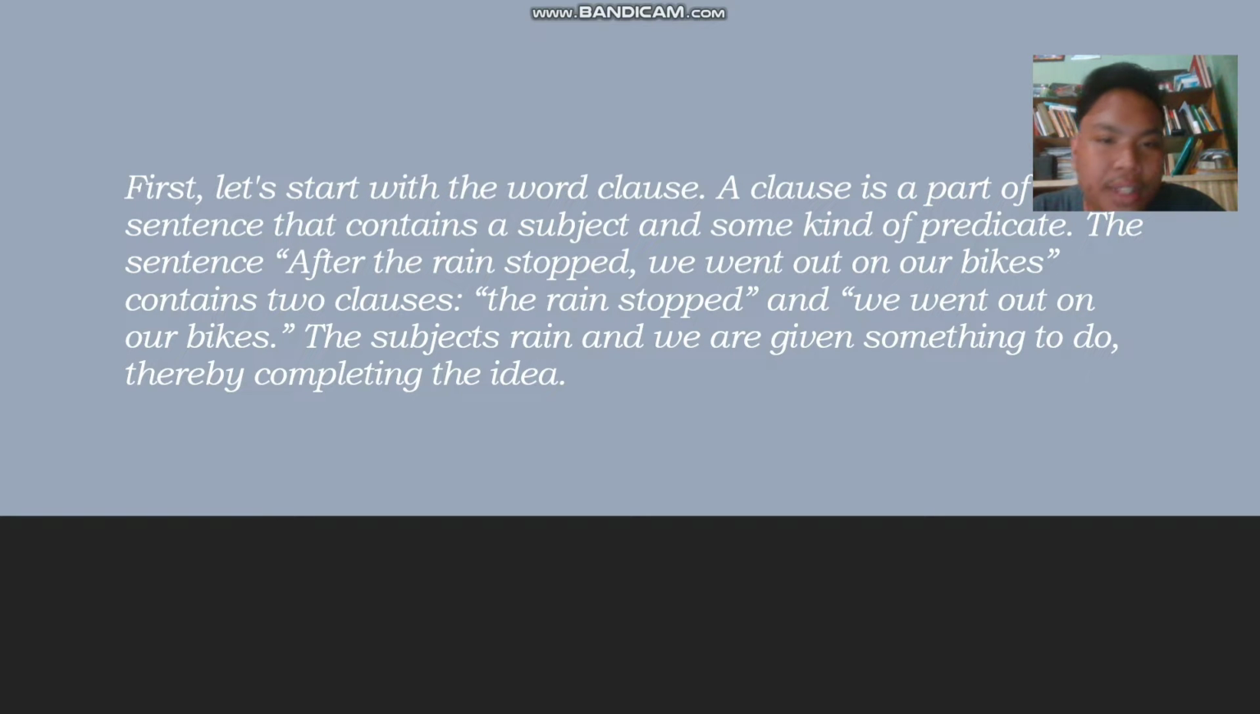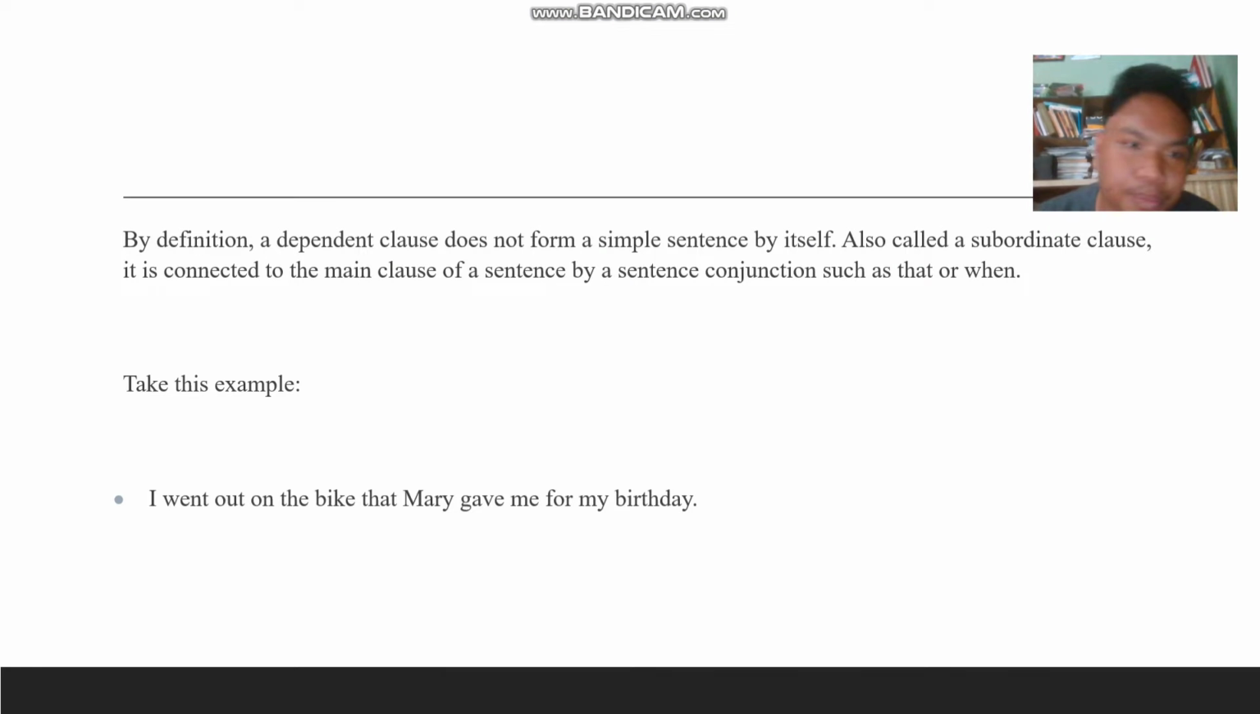The sentence "The rain stopped and we went out on our bikes" contains two clauses. The subjects, rain and we, are given something to do, thereby completing the idea. By definition, a dependent clause does not form a simple sentence by itself, and is also called a subordinate clause. It is connected to the main clause of a sentence by a conjunction, such as that or when.